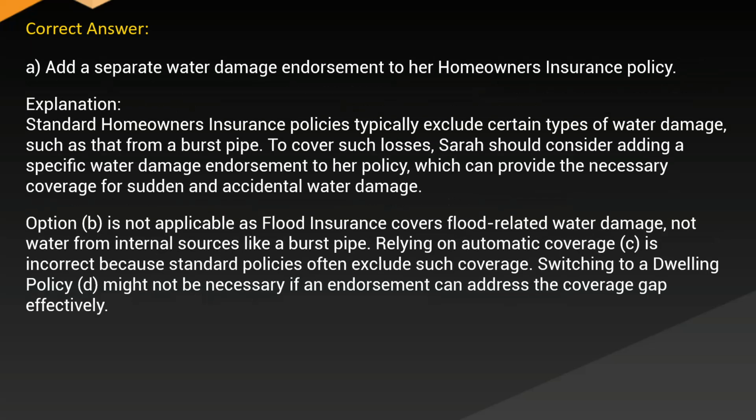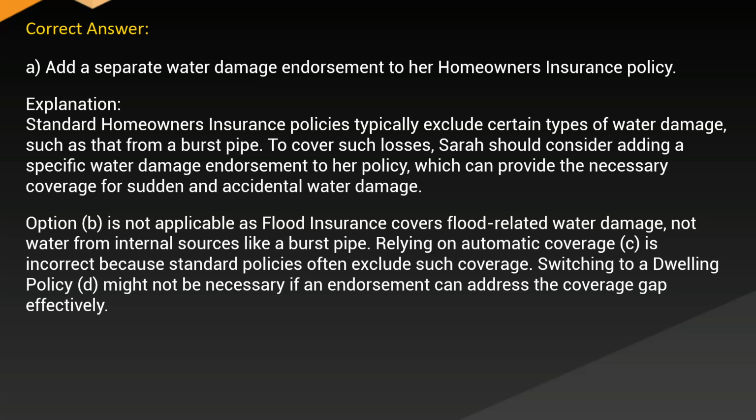Correct answer A. Add a separate water damage endorsement to her homeowner's insurance policy. Explanation: standard homeowners insurance policies typically exclude certain types of water damage, such as that from a burst pipe. To cover such losses, Sarah should consider adding a specific water damage endorsement to her policy, which can provide the necessary coverage for sudden and accidental water damage.